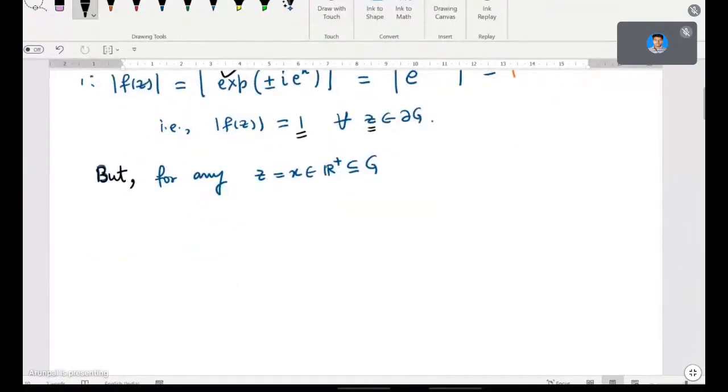Right? And on this part of G, every complex number will look like just x only, because it will be plus 0 i. There will be no imaginary part, right? Right, class?